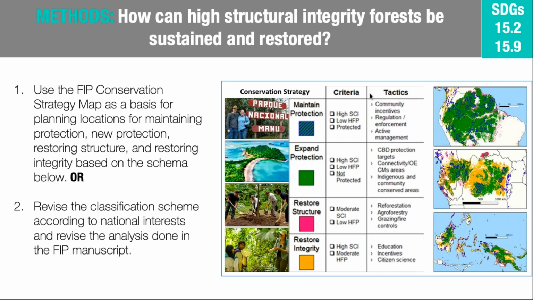The final strategy really deals with human behavior, and this would be in places that have high forest structure and moderate human pressure. And the opportunity here perhaps is to use education, citizen science, and other types of incentives to encourage people to have a lighter touch on the forest, for example, to try to reduce illegal hunting, to allow large mammals to reoccupy these forests that otherwise have high structural condition.